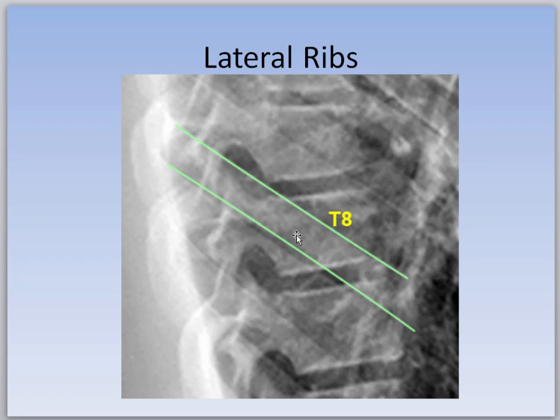So what's this thing coming across? Now you have to start to look a little bit harder. But this is the lateral rib coming across. Lateral rib.